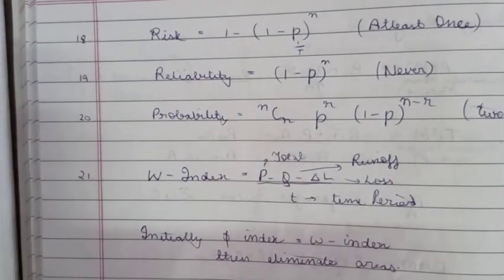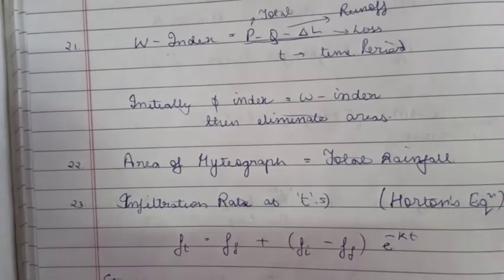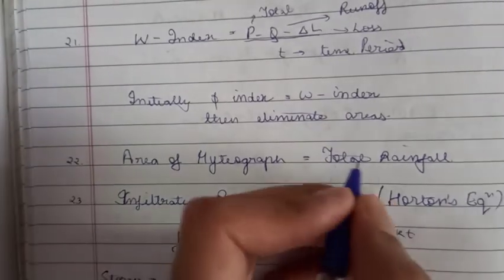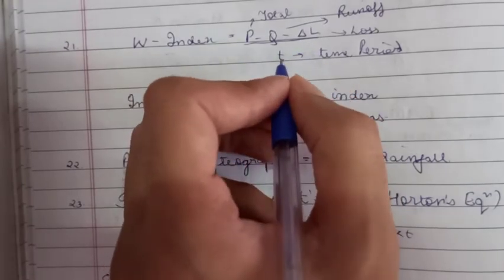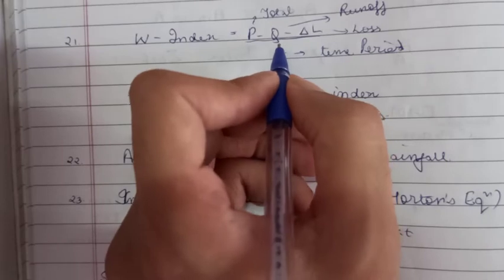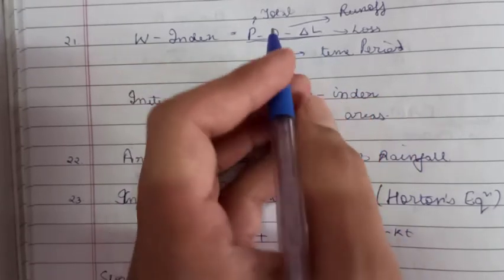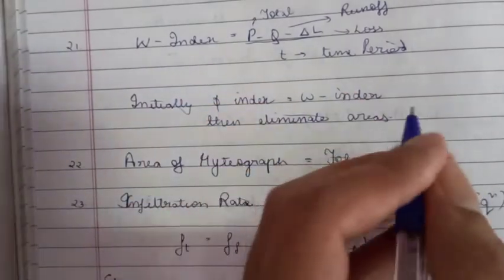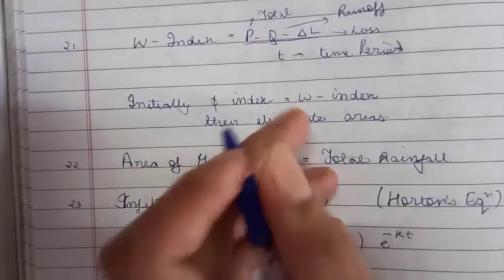Okay. Now, what is W index? We are moving upon the infiltration portion, in which W index is given as P minus Q minus delta L divided by T. P is the total precipitation, Q is the runoff, and delta L are the losses, evaporation loss and many more losses, and T is the time period. Initially, phi index will be taken as W index, then eliminate the areas.